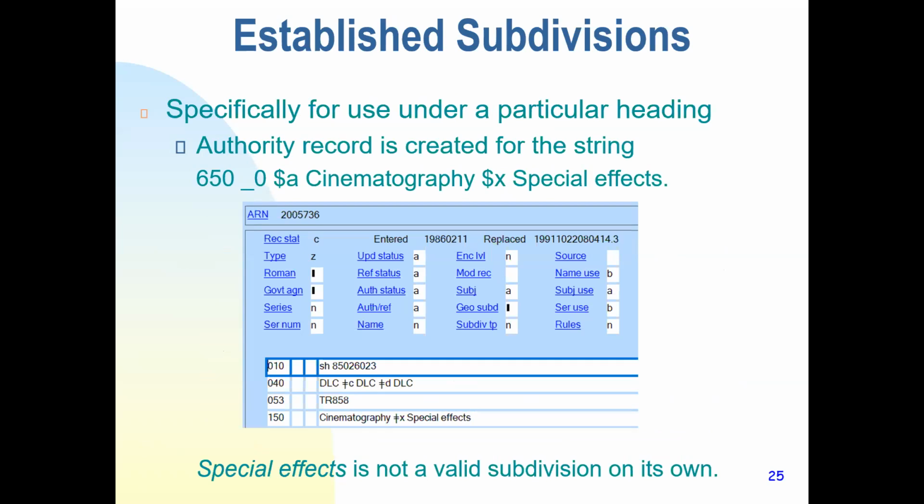Okay, so established subdivisions. Like I said earlier, this special effects was established as a subdivision directly after cinematography. So it does not have its own separate authority record for the subdivision by itself. This is just a string you would enter in the record as a 650 with a second indicator 0, cinematography in the subfield A, and then a subfield X, special effects.